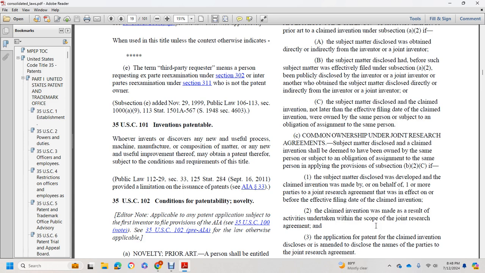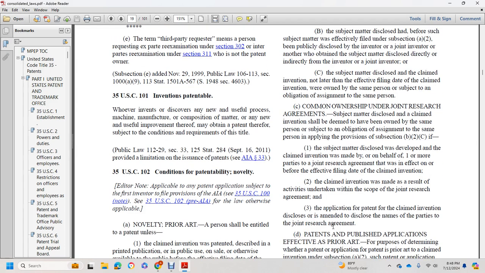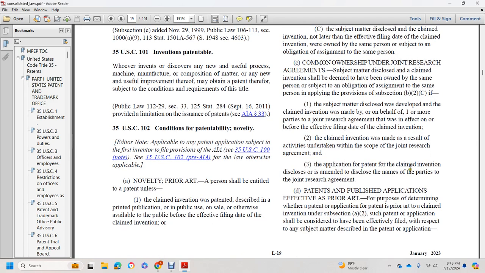C. The subject matter disclosed and the claimed invention was made by or on behalf of one or more of the parties to a joint research agreement that was in effect on or before the effective filing date of the claimed invention. The claimed invention was made as a result of activities undertaken within the scope of the joint research agreement. And 3. The application for patent for the claimed invention discloses or is amended to disclose the names of the parties to the joint research agreement.